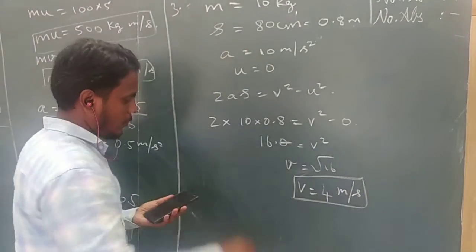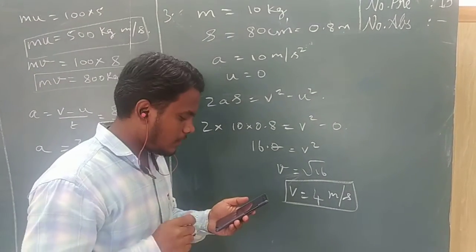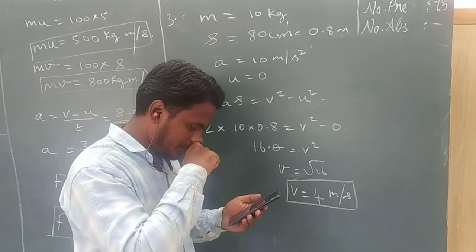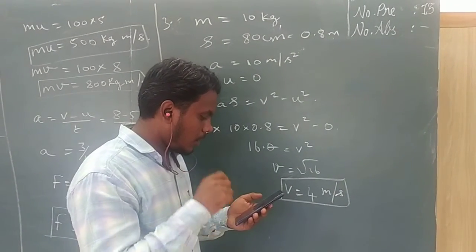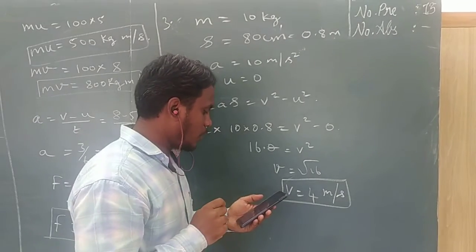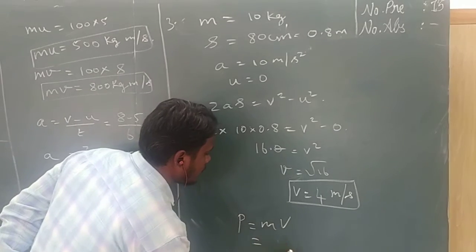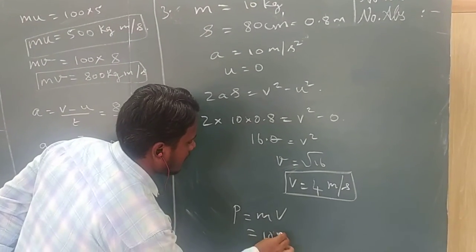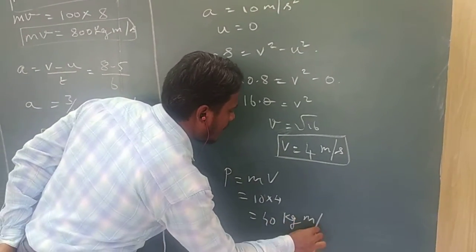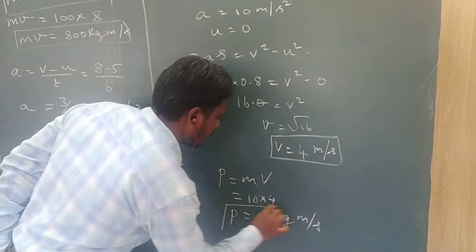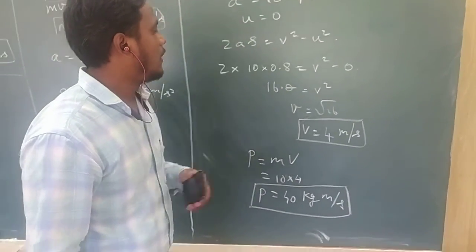Actually what they have asked in the question is to find the momentum. How much momentum will a dumbbell transfer? That is what the question is. So you have to find the momentum. So momentum formula is P equal to mv. So mv, what is mv? M is 10, V is 4, so 40 kilogram meter per second. That's it. So this is the momentum of the dumbbell.